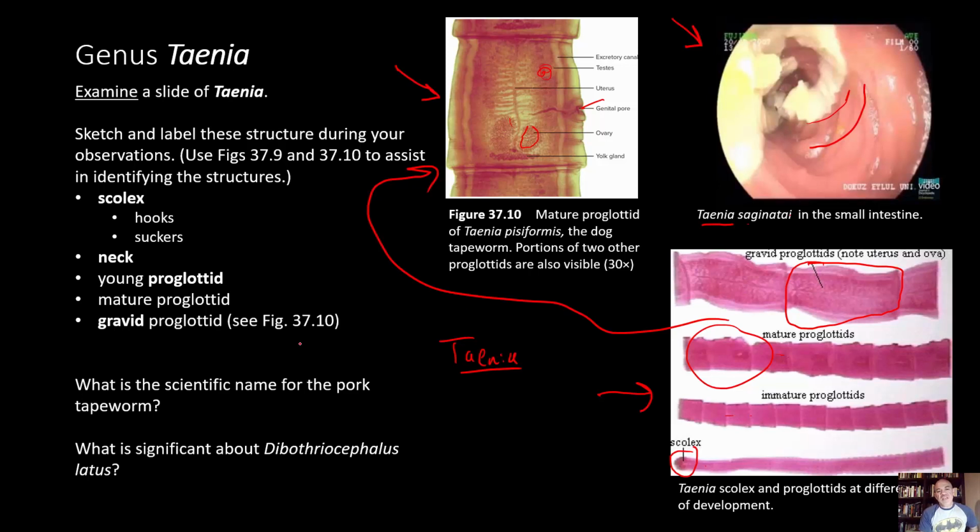Then we ask you what is the name of the pork tapeworm, and it's different than Taenia saginata. It's Taenia, and I want you to make sure you look that up. It's in the lab manual. The specific epithet starts with an S, but I'll let you look that up.